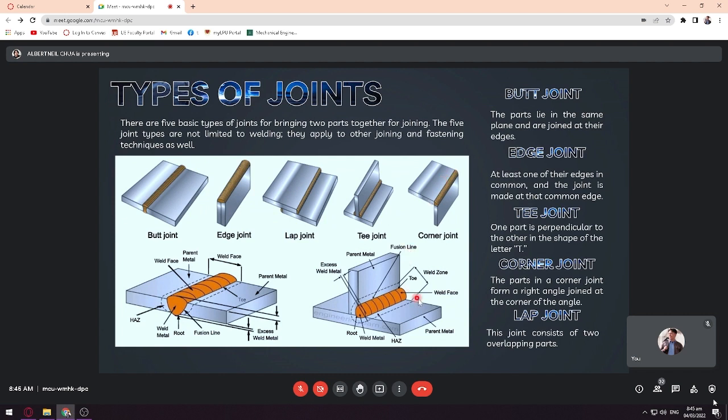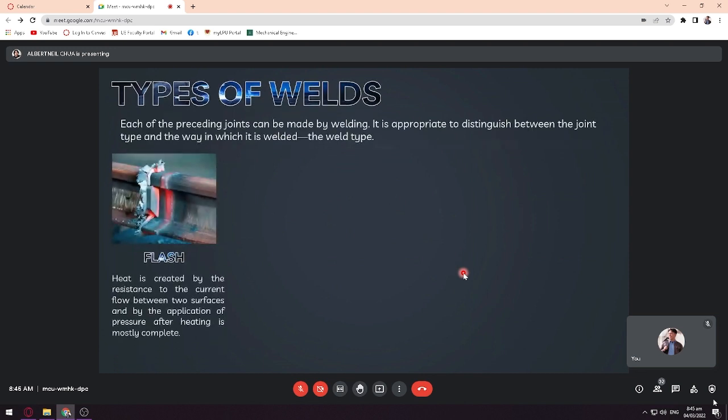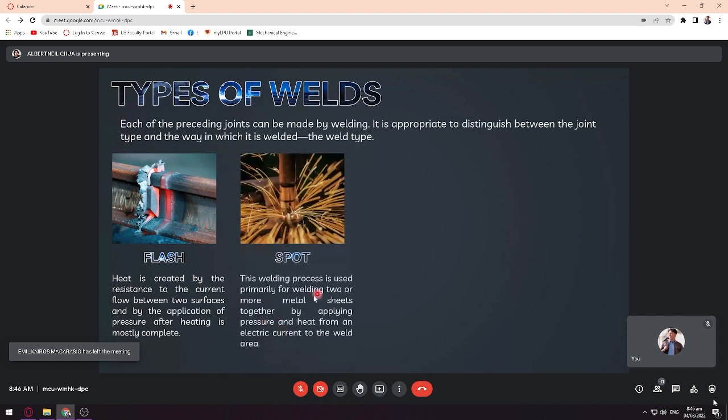So yun yung mga basic types of joints natin. Yung basic types of welds naman, we have the flash. Usually yung ginagamit dito is electric current between two surfaces. Yung na-mention natin kanina, yung flash weld yung tawag natin. Yung spot weld naman, yung na-mention ko kanina, yung may dumadaang electrical resistance into two prongs or two sticks. Spot yung tawag doon, spot welding.